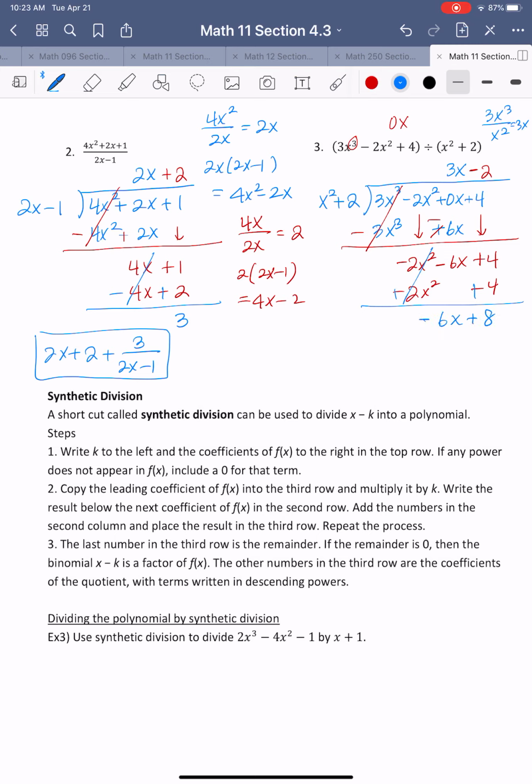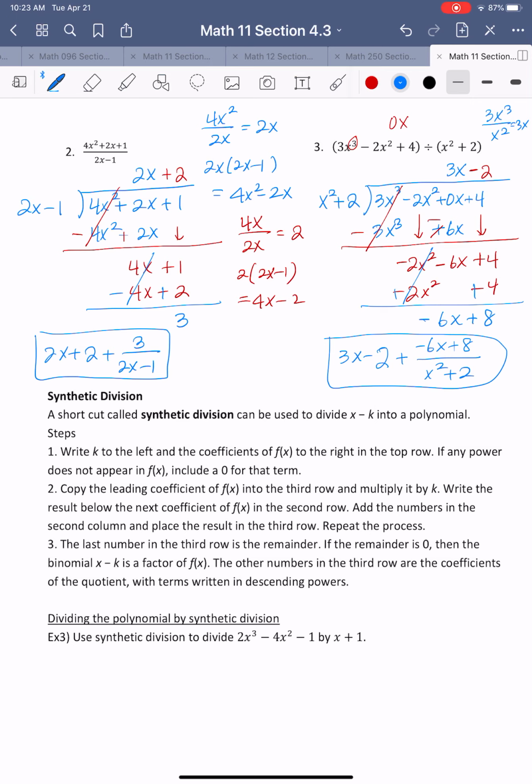But this time we are done because the divisor has a degree of 2 and the remainder has a degree of 1, which means you cannot divide the lower degree by the larger degree. So we are done. Your answer is going to be 3x minus 2 plus negative 6x plus 8 over x squared plus 2. So this is how you write it.